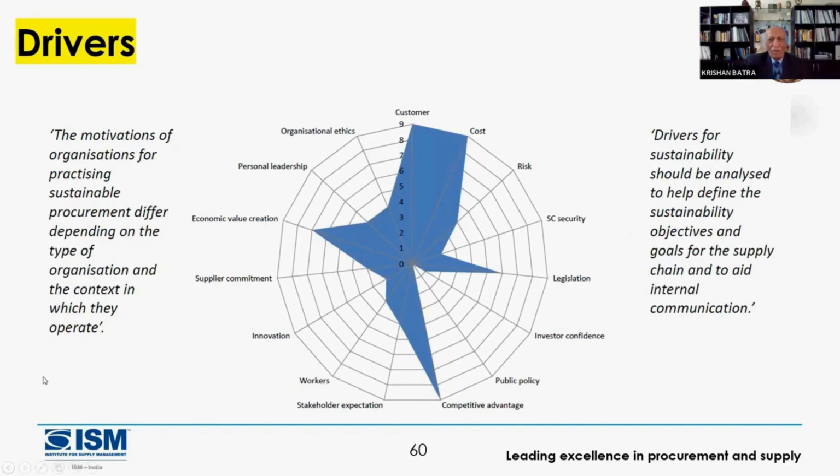So let's say this is the one which was designed for the rail industry. Customer is very important to us. Cost is another big driver. Risk is there, security is there, legislation is there, investor confidence is there. So you can write down in this chart all the ones which drive it: the motivation of organizations for practicing sustainability.